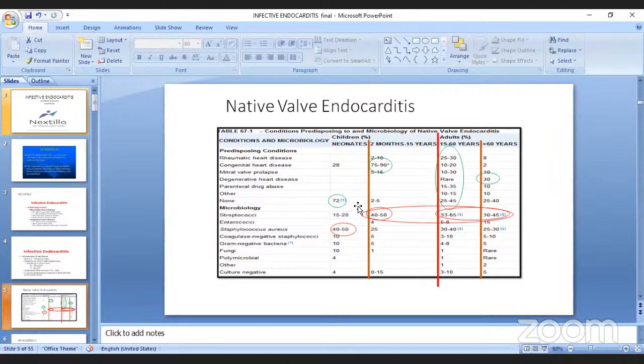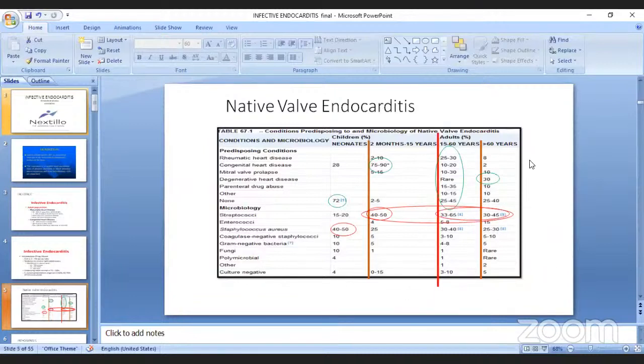Then we come to the adult age group, which is divided into 15 to 60 years and more than 60 years. For 15 to 60 years, the predisposing condition can be anything. It can be rheumatic heart disease, congenital heart disease, degenerative heart disease, or mitral valve prolapse too. But for more than 60 years, it shifts to degenerative heart disease as the most common predisposing condition. And what is the causative organism? For 15 to 60 years, it is streptococci, and for more than 60 years, again it is streptococci.